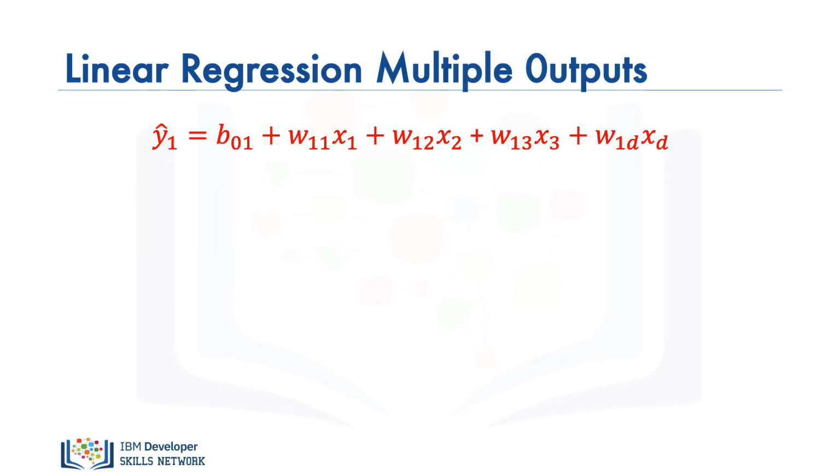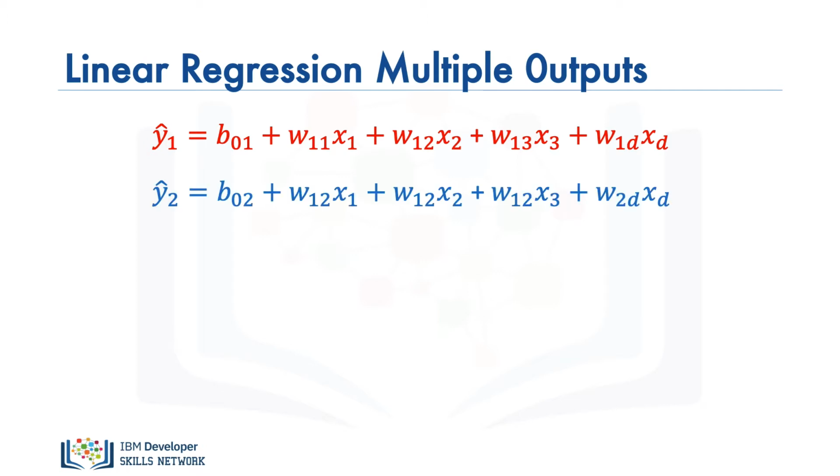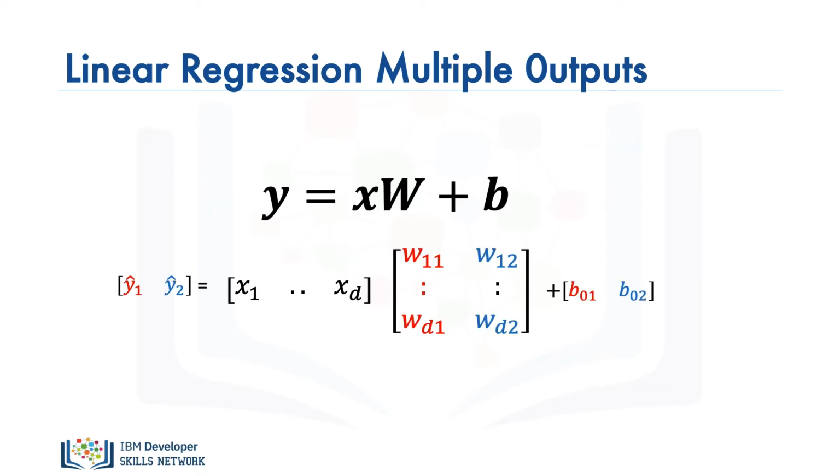We have the following linear equation as a function of the tensor or vector x. We have the second linear equation that is a function of the tensor or vector x, but this equation has a different set of parameters. We can express the operation with matrix operations, where the parameters are stored in a matrix W. Let's see how to make a prediction.